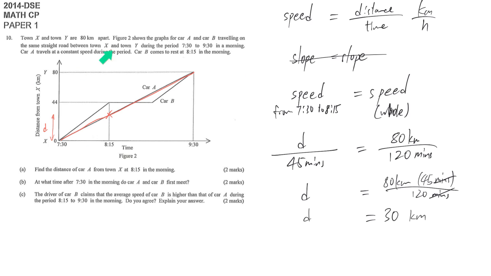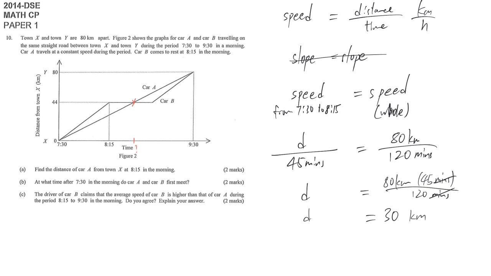For this kind of graph, the key point is to find out the line with the same slope and find out the distance and also the time span for each section. In part B, they ask you at what time after 7:30 in the morning do car A and car B first meet. That means not counting this time, and then we want to know when they meet each other, that means travel the same distance is at this point. And then we want to know what is the time here.